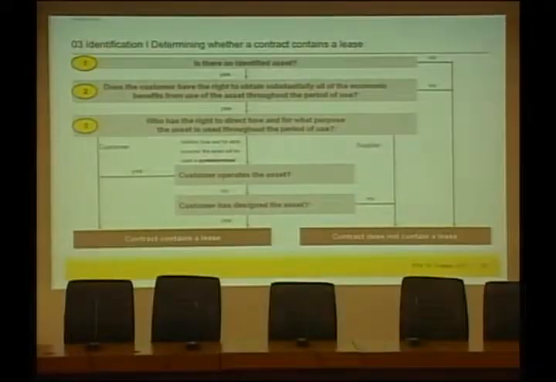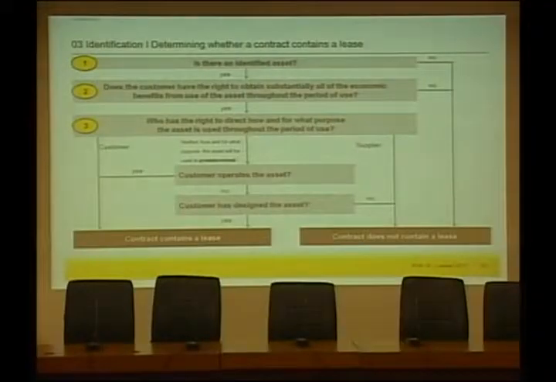So how do we define a lease contract? What are the different relevant decisions which an accountant or a controller has to make to see if this is a lease contract? So this is a kind of decision tree. The first thing is, while reading a lease contract, we have to see if there is an identified asset. It can be explicit or it can be implicit.